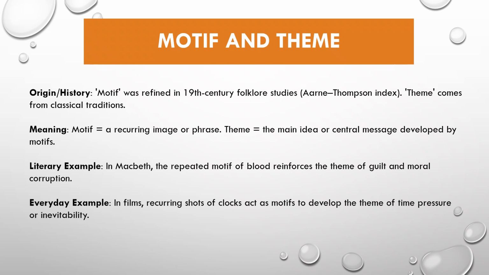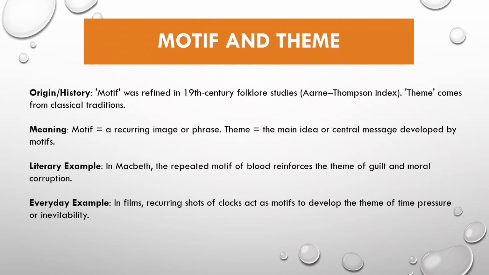When these motifs keep recurring over a regular period of time, then it becomes the theme. Okay, so motif is something which gives you the theme. The main idea or central message which is developed by the motifs is called the theme. Then an example is in Macbeth. You can see the repeated motif of blood, which reinforces the theme of guilt and moral corruption.